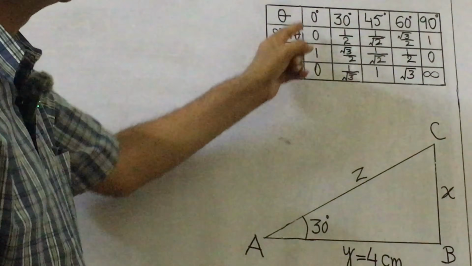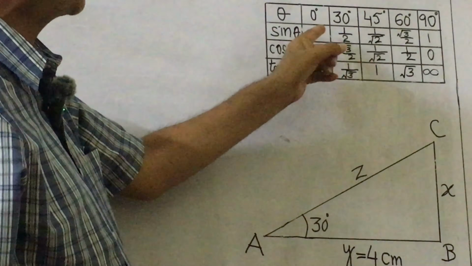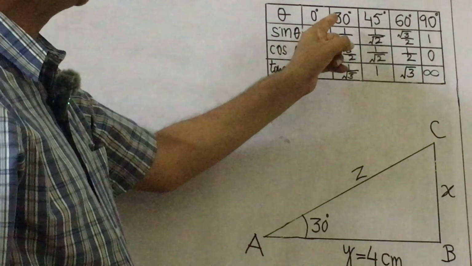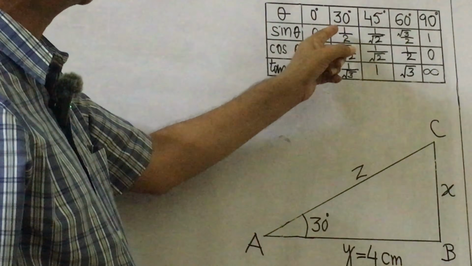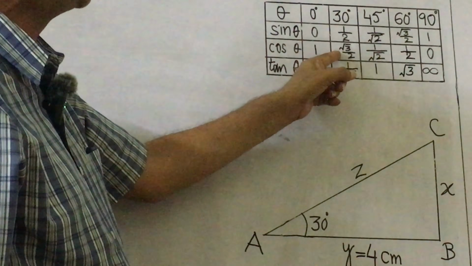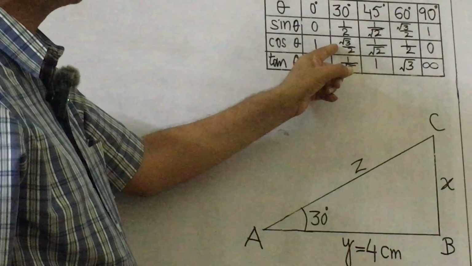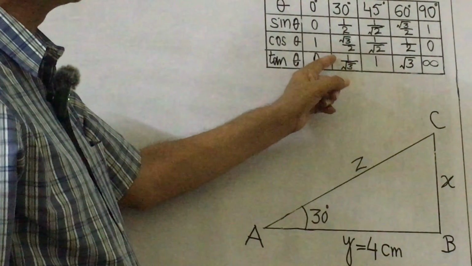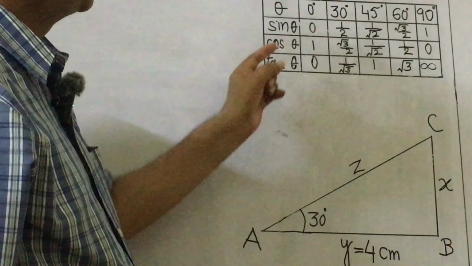Tangent of 0 degrees is equal to sine over cosine, that is 0 over 1 is equal to 0. Tangent of 30 degrees is equal to sine of 30 over cosine of 30, that is 1 over 2 over square root of 3 by 2. It comes to be 1 over square root of 3.